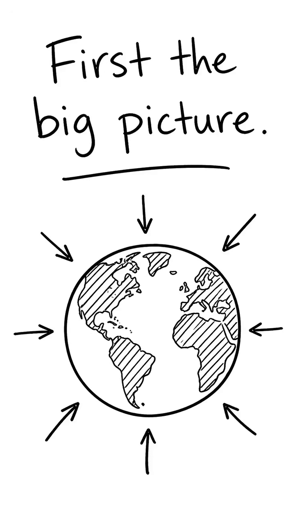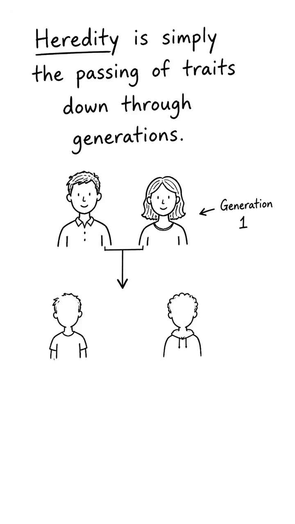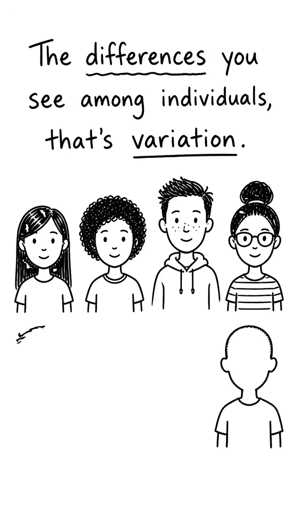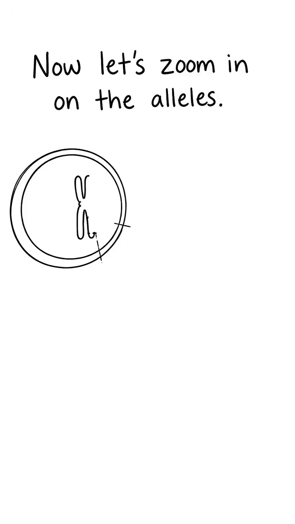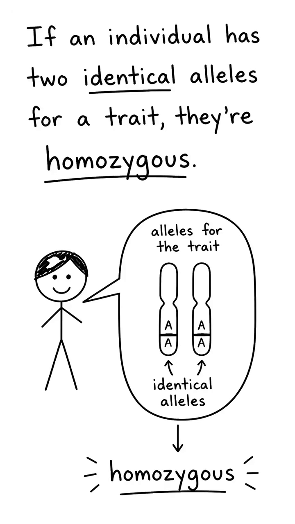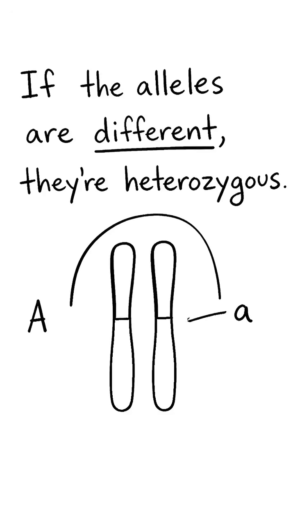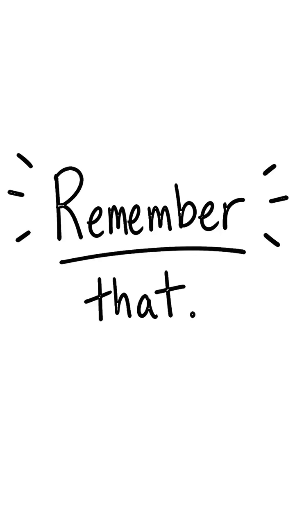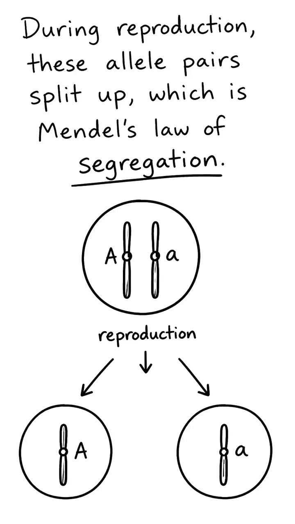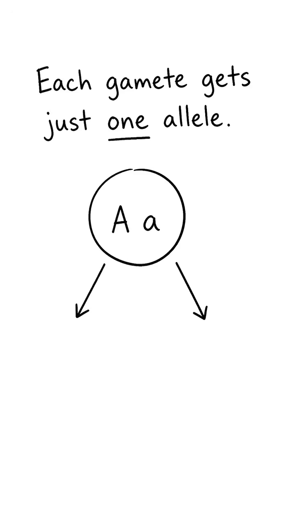First, the big picture. Heredity is simply the passing of traits down through generations. The differences you see among individuals, that's variation. Now let's zoom in on the alleles. If an individual has two identical alleles for a trait, they're homozygous. If the alleles are different, they're heterozygous. Remember that. During reproduction, these allele pairs split up, which is Mendel's law of segregation. Each gamete gets just one allele.